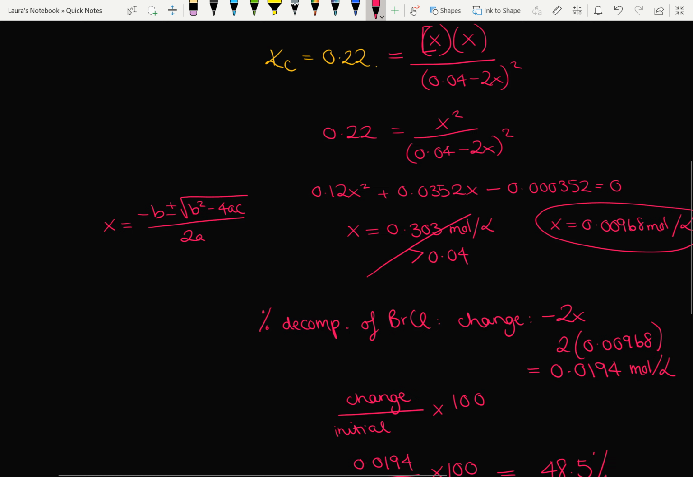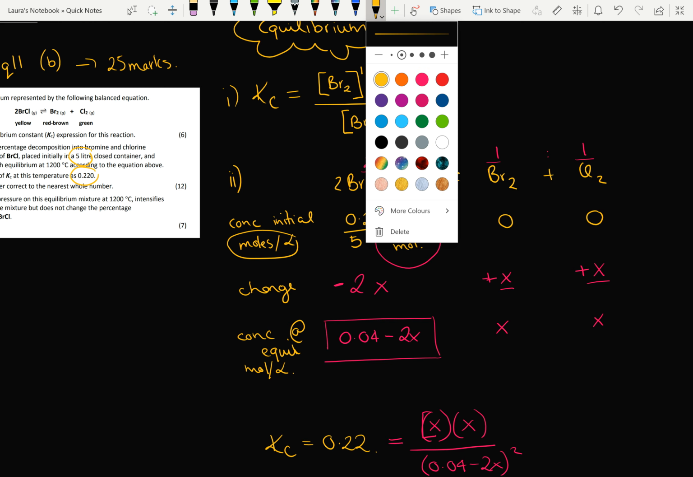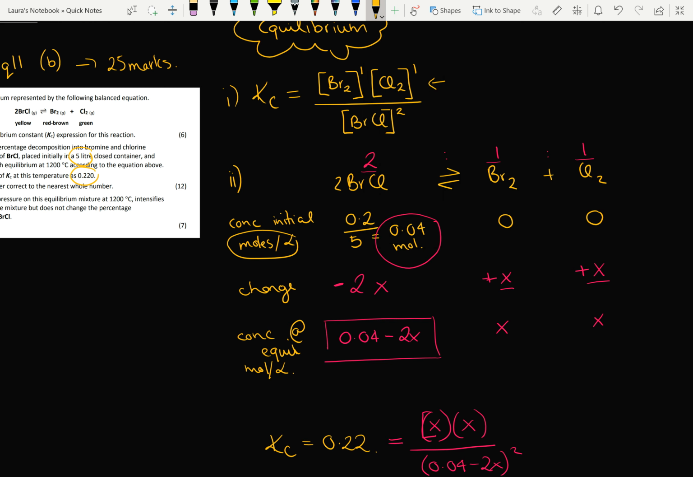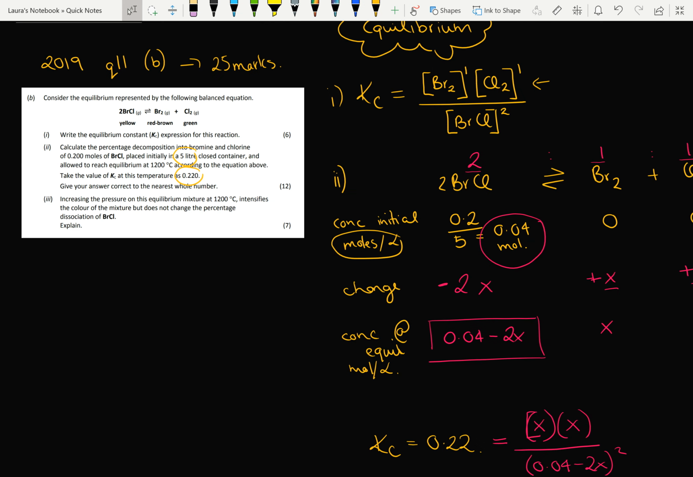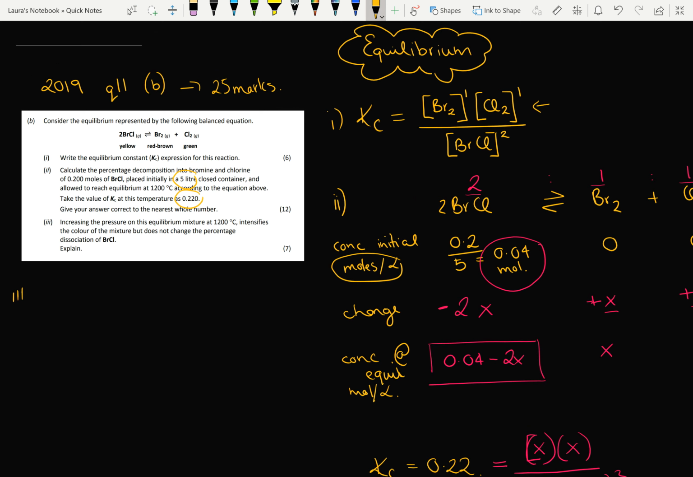Now that was an awful lot of work for 12 marks, so somewhat unfairly weighted, but it's an excellent question to practice. Now the final part that they asked us, and I might actually just do that over here for you, is for part 3. If we increase the pressure on this equilibrium, the colour intensifies, but it does not change the percentage dissociation of our BrCl. And they're asking you to explain that.